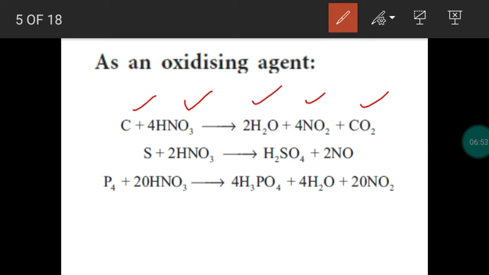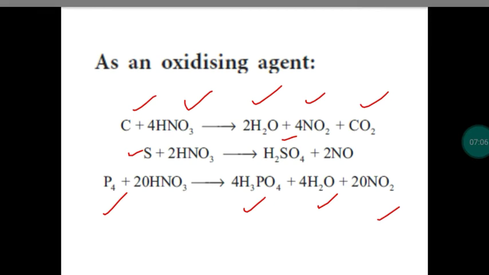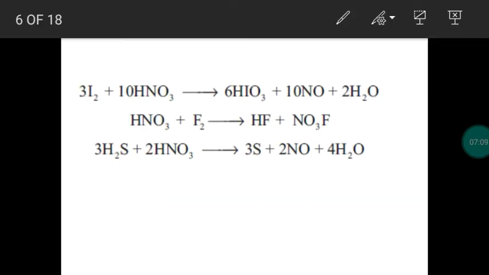We can take many examples. Like carbon, sulfur is also oxidized into sulfuric acid by nitric acid. Phosphorus is oxidized into phosphoric acid by nitric acid, along with the liberation of water and nitrogen dioxide. Then the fourth example, we take halogens. Iodine is oxidized by nitric acid into HIO3, iodic acid, with the liberation of nitric oxide and water. Then fluorine. The non-metal fluorine is oxidized into fluorine nitrate, NO3F. So oxygen is added to the fluorine, along with the liberation of hydrogen fluoride.